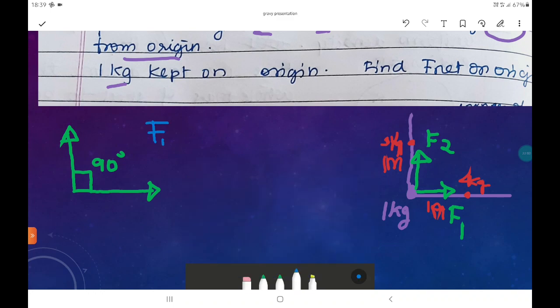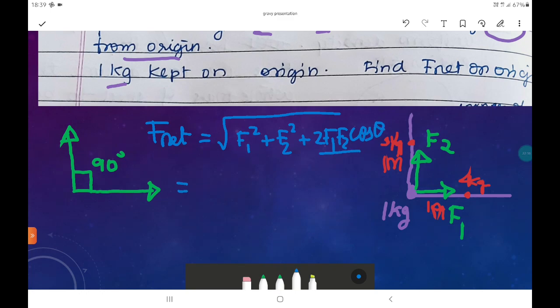F net is equal to under root of F1 square plus F2 square plus 2F1 F2 cos theta. Now what is theta? 90. Cos 90 is 0, so this whole term will get cancelled. So, under root of F1 square plus F2 square.